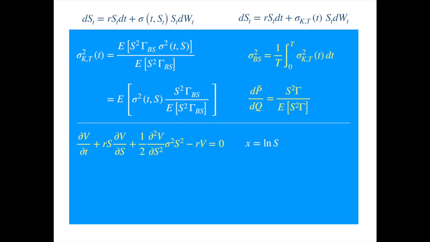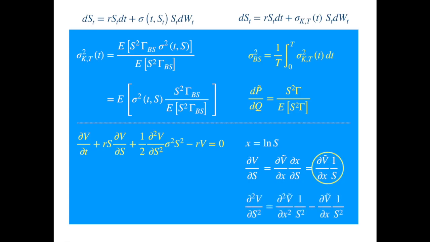Now we need to transform the first and second derivatives with respect to S in terms of the derivatives with respect to the new variable x. For the first derivative, we just use the chain rule, and it's easy to check that the derivative of log of S is equal to 1 divided by S. Now we differentiate once more to get the second derivative. So we apply the product rule to this term, where we had to use the chain rule in the first term as well.